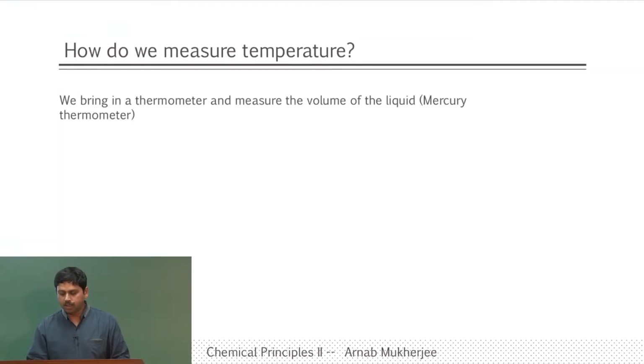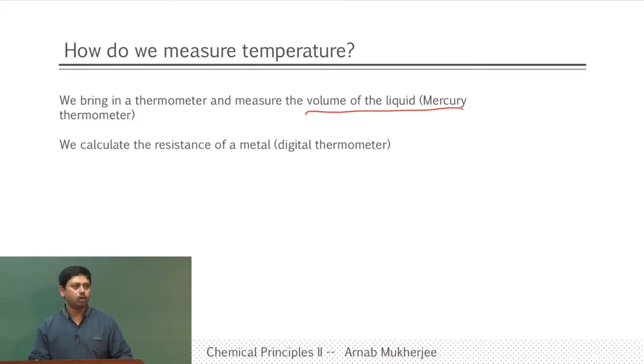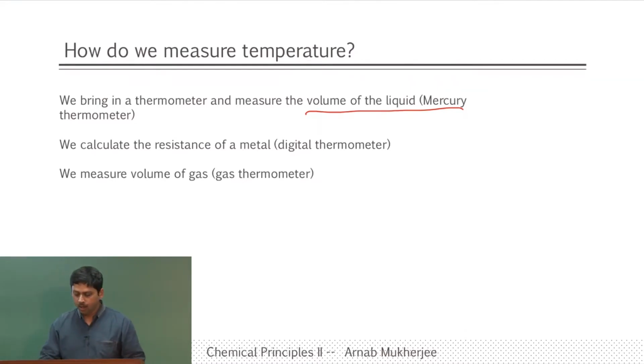Now, how do we measure the temperature? In order to measure the temperature, we bring a thermometer. Thermometers can be of different types, and we will discuss that. Either we measure the volume of liquid mercury, which we commonly use at home for measuring temperature, because the volume will expand, or we measure the resistance of a metal. That is a digital thermometer that we discussed last time, which actually calculates the resistance that changes with temperature, and we can also measure the volume of a gas, that is a gas thermometer that we discussed.